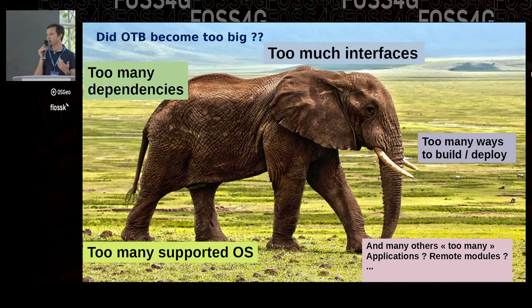And as you see, some people may think that really OTB became maybe too big. We had a lot of people having difficulties to install Orfeo Toolbox in their Python environment. A lot of people do things differently than 5 or 10 years before, so we have to adapt. We think that maybe we support too many operating systems, like different flavors of Linux, Windows in 2 versions, macOS, and it's a lot of work for the maintenance.